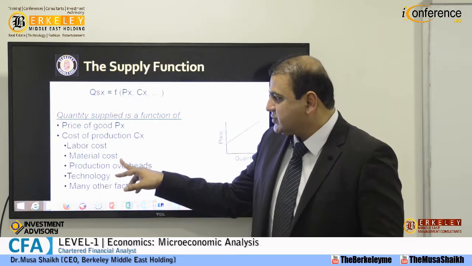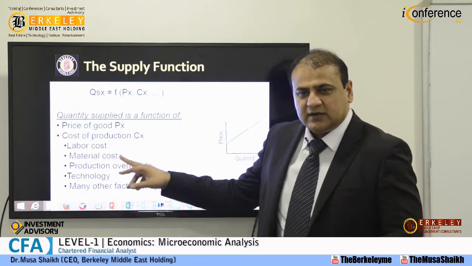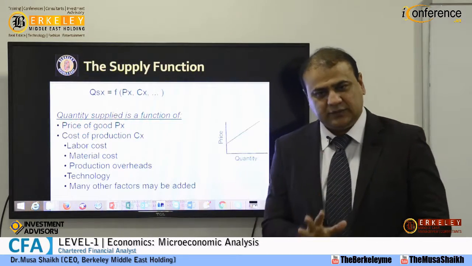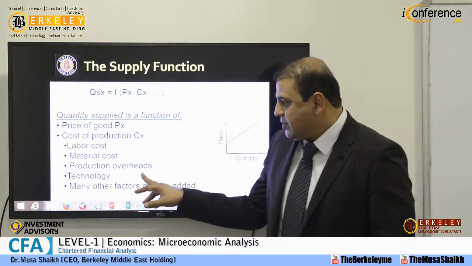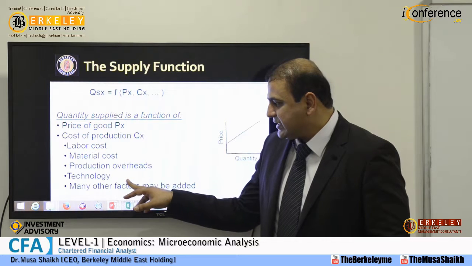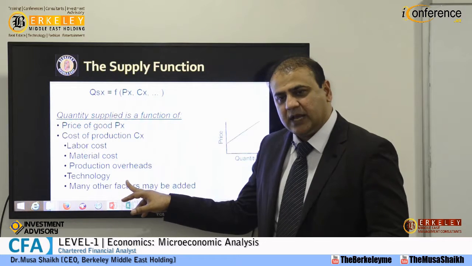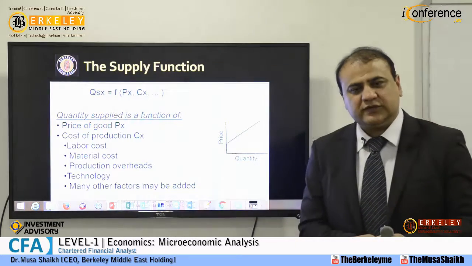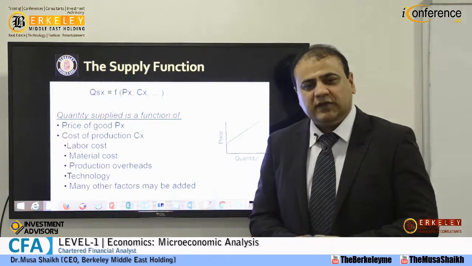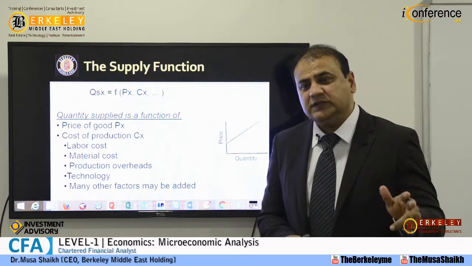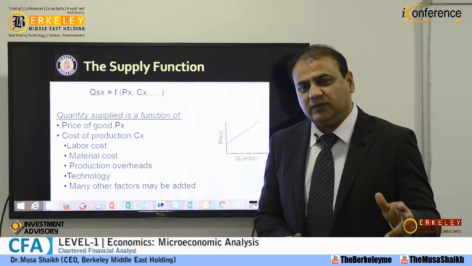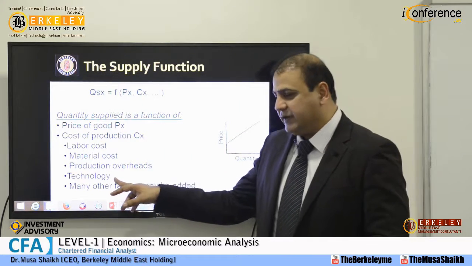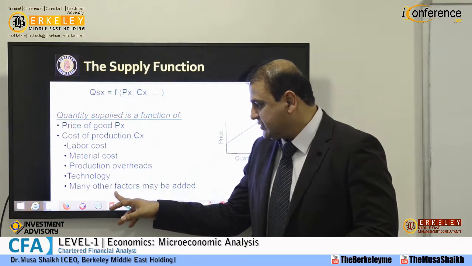Material cost increase, cost of production will increase. What is cost? Cost is material, labor and overheads. This is in the accounting portion we are going to discuss. Productivity, production overheads, technology change can change the supply. For example, manually I can make 100 shoes in say one day. If I bring technology, machines, they work faster than human beings, I can make 10,000. So that will be a technological effect that is going to change my supply.